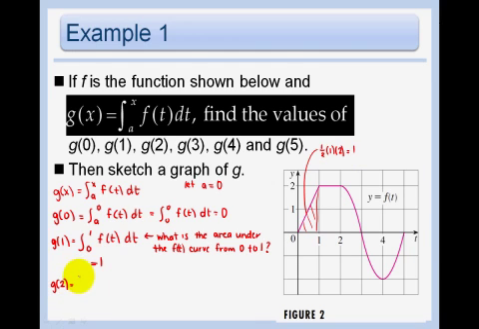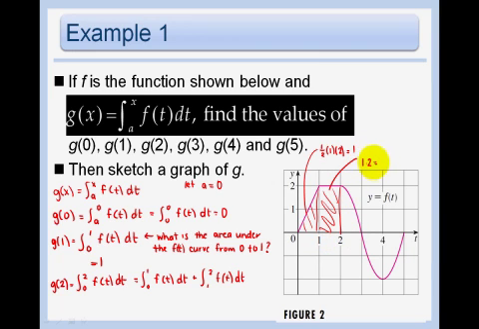g of 2 is the area under the curve from 0 to 2. So just more formally, isn't that just the area under the curve from 0 to 1, which we just found, plus the area under the curve from 1 to 2? Add up this area plus this area, which is what I'm showing that I'm doing here. And this area is the base times the height. So that's just 3.